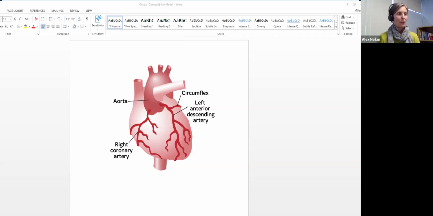Now, something else with this picture. The heart needs an oxygen and blood supply itself because it's a muscle. This is done by these 3 main arteries, the coronary arteries. You don't need to remember the names of these at all, but you've got the right coronary artery, the circumflex, and the left anterior descending artery.